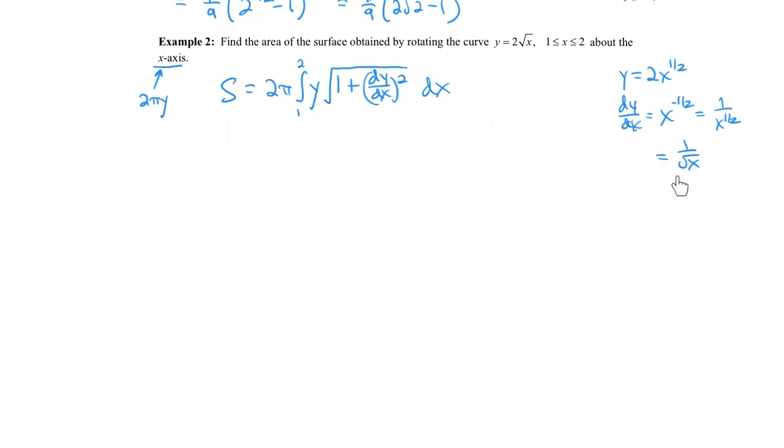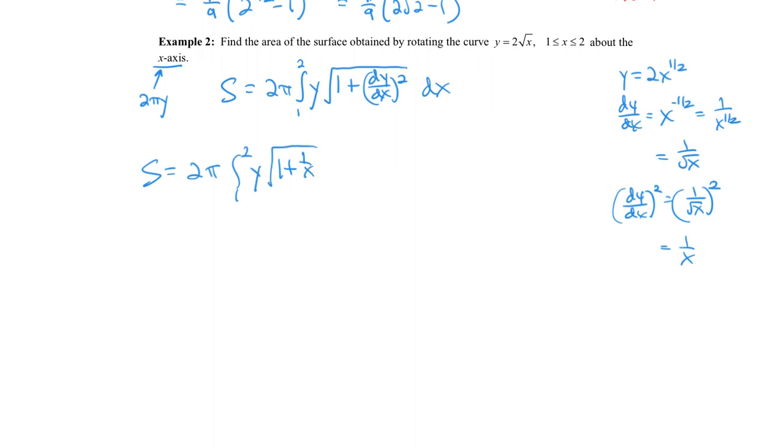And we know dy/dx. We have to square it, though. So I'm going to do this over here also. dy/dx squared is 1 over the square root of x, squared. And that's just going to be 1 over x. So this means the surface area is 2 pi, integral from 1 to 2, y, and this will be the square root of 1 plus 1 over x dx.